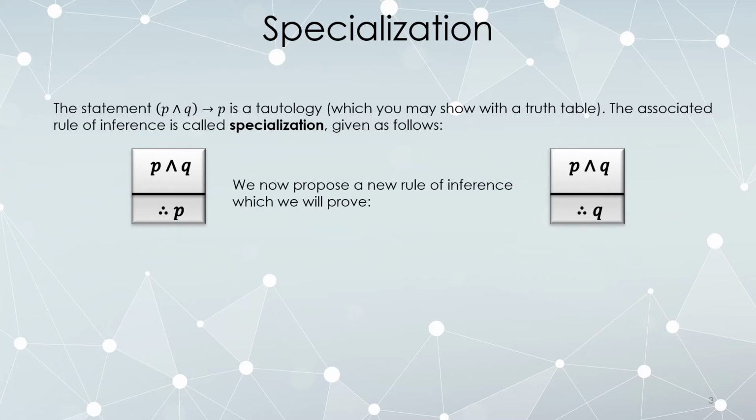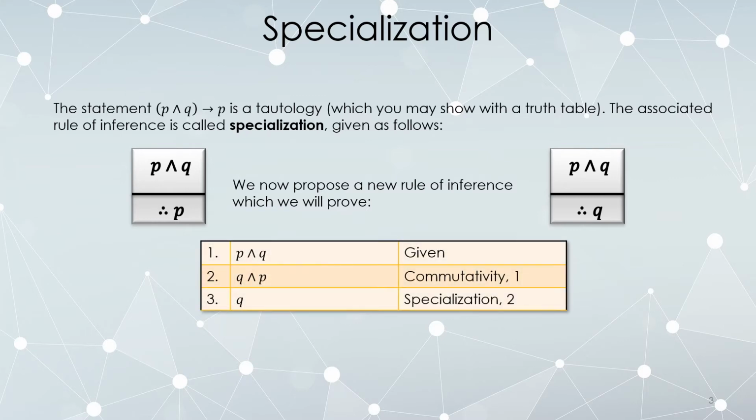We now propose the following rule of inference, which we can prove. We could draw up a new truth table, and it's very similar to the one we already know. P and Q implies P. This is just P and Q implies Q. But let's actually do it as a two-column proof. Here it is. What we are trying to prove is this rule of inference. It has a single given, P and Q. I apply the law of commutativity and say P and Q is logically equivalent to Q and P. So since I have one of them, I can automatically derive the other.